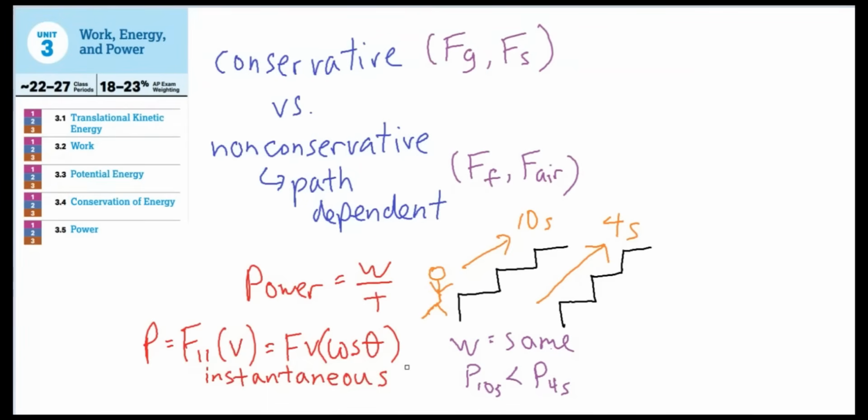So a classic lab scenario, demo, whatever you want to look at it as, is someone running up the stairs. If the same person runs up the same flight of stairs, they may do exactly the same amount of work, because their change in gravitational energy is the same from beginning to end in both of the cases. But if you do them in different amounts of time, the power is going to be greater for the 4-second run, because the work done per time is different.